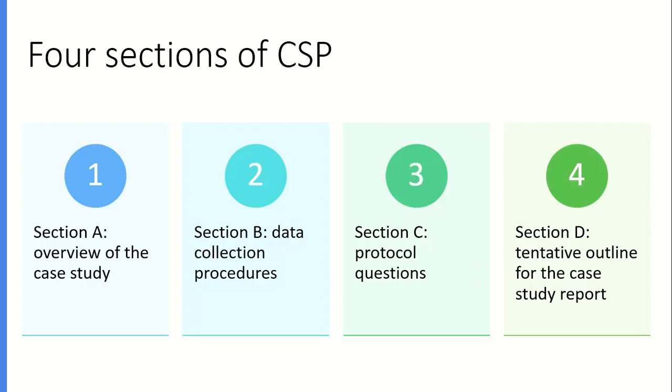The third section is protocol questions, which can include specific questions that the case study researchers must keep in mind in collecting data and the potential sources of evidence for addressing each question. The fourth section is tentative outline for the case study report, which can include formats for the data, use and presentation of other documentation, and bibliographic information.